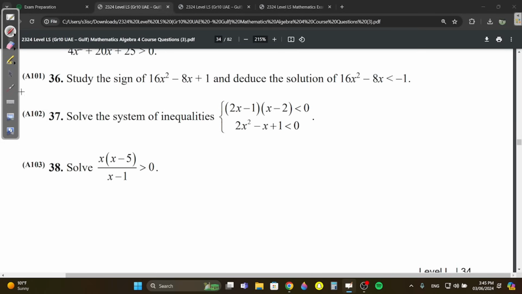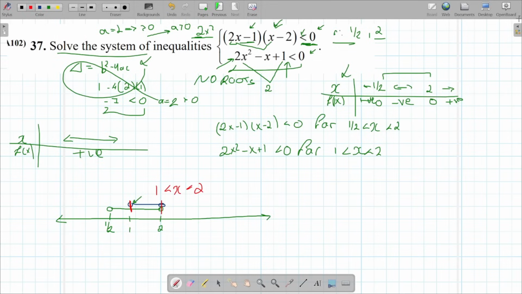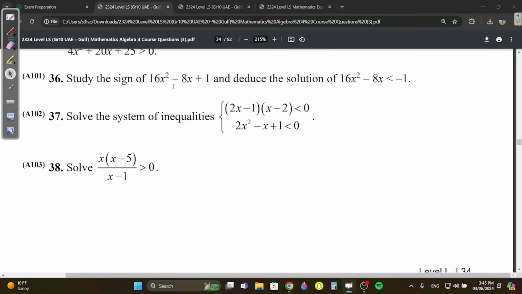That's how you solve a system. Always, please, for a system, graph it. Graph your inequality, and it helps you solve way easier. Just take the intersection, because the system means it has to satisfy both equations. So that's why you say intersection.